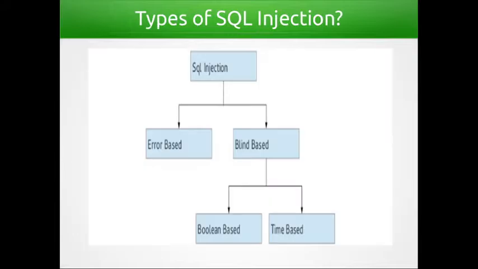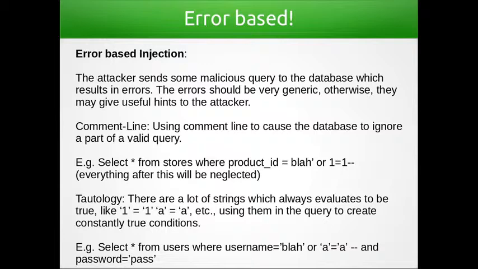Now, coming to the types of SQL injection. As you can see, SQL injection has two types, basically error based and blind based. Blind based comes with boolean based and time based, and there is another one called union based. So there are two or three types of SQL injection over here. Let's talk about error based SQL injection.